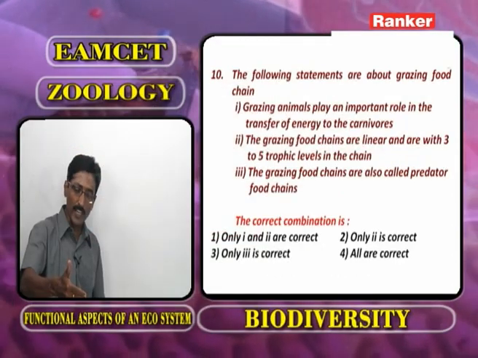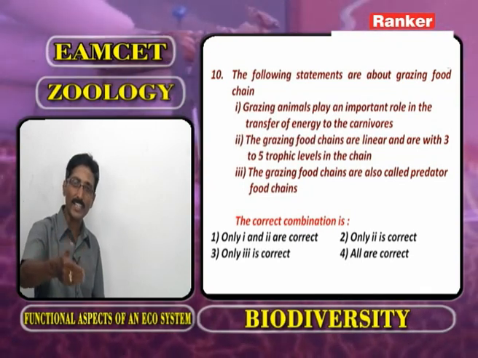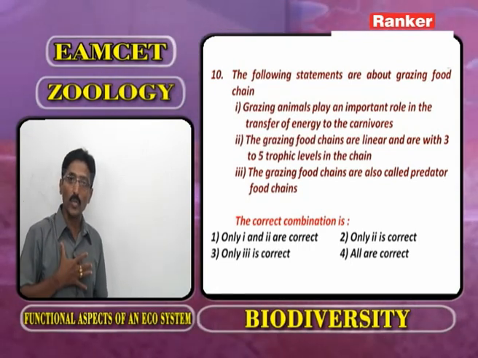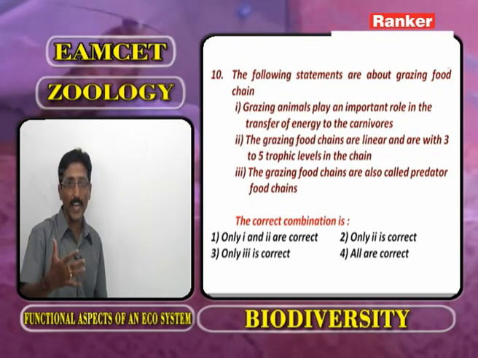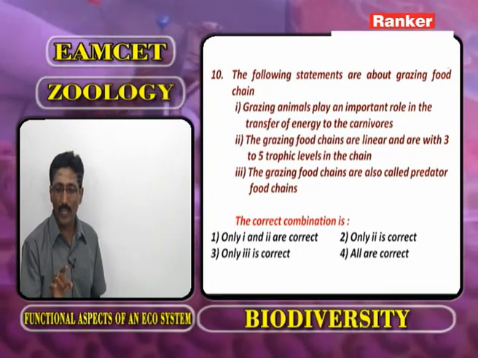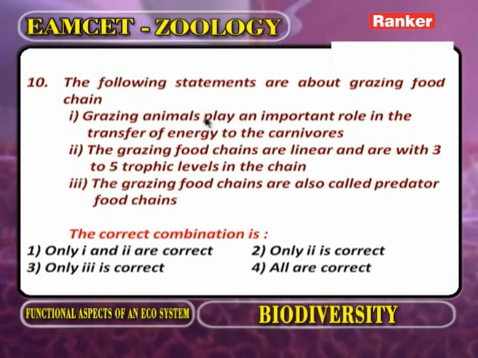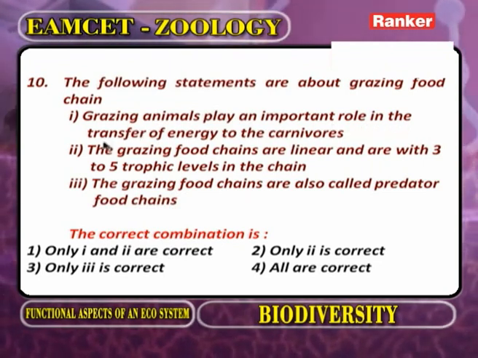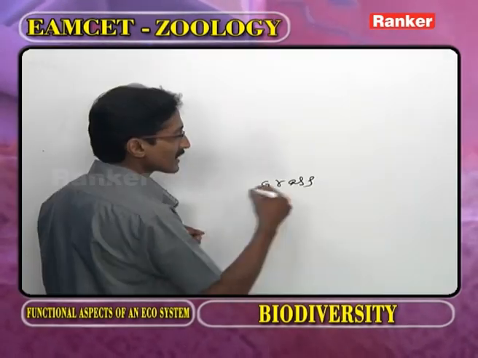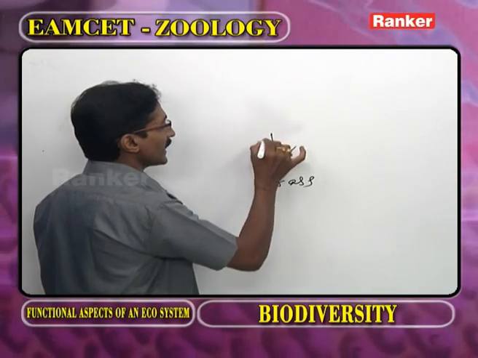In the grazing food chain, as the energy passes from one animal to another animal, slowly the energy decreases. In the grazing food chain, the energy is stored in the tissues of animals as well as in the tissues of plants. Now, we have to observe one by one. The following are statements about the grazing food chain. First option: the grazing animals play an important role in the transfer of energy to the carnivores. Now you have to observe this example. This we call the grass. The grass is eaten by a deer. Now it is eaten by a tiger.